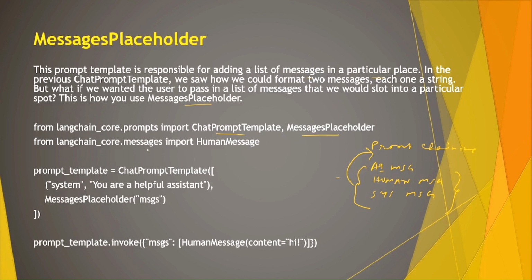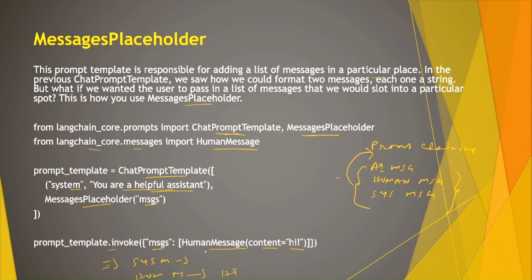ChatPromptTemplate along with MessagesPlaceholder. In this example, we are importing MessagesPlaceholder and ChatPromptTemplate, and also from langchain_core.messages we are importing HumanMessage. In this prompt template, we mention system: you are a helpful assistant, and a messages placeholder. Now when invoking it in dictionary form, we put messages with HumanMessage, content hi. Once we execute this, we'll get two messages: one is the system message, you are a helpful assistant, and another is the human message, that is hi.